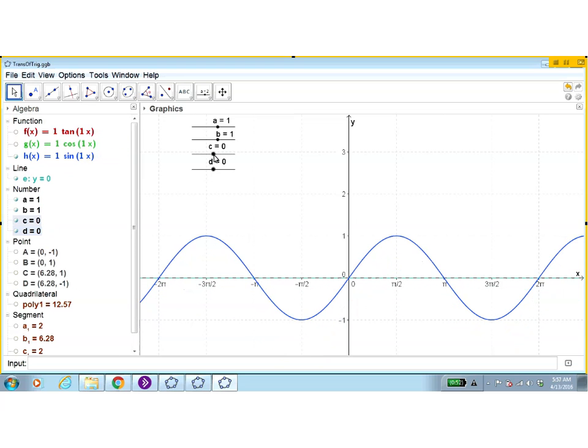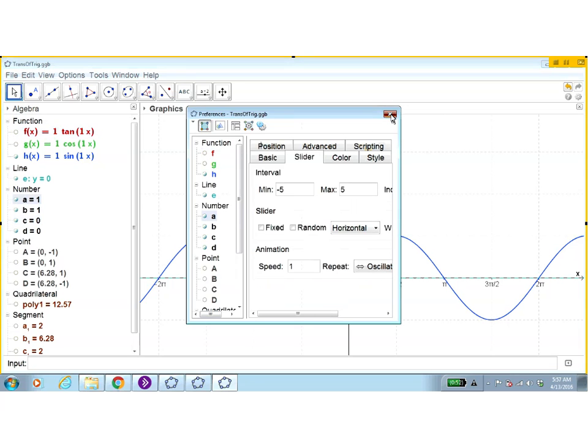And now let's look at C. Tell me if you can see what C is doing. So I'm first going to increase C. I'm going to move this slider to the right. So it's C equals, let's do C equals 3. I want you to watch the graph and tell me what's happening.